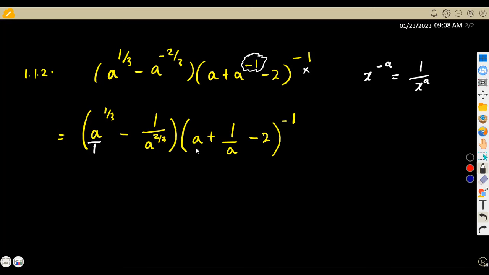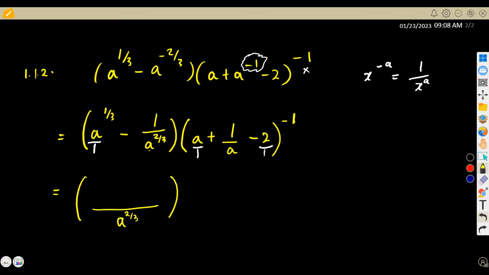This one is a, which is the same as a over 1 plus 1 over a minus 2 over 1. Every number can be expressed over 1 to make it a fraction. Performing your addition and subtraction, you're supposed to find the LCM of the given denominators. You've got 1 and a to the exponent of 2. So our common denominator, which is the LCD or the LCM, is going to be a to the exponent of 2/3.